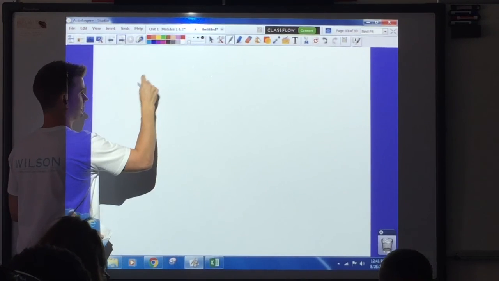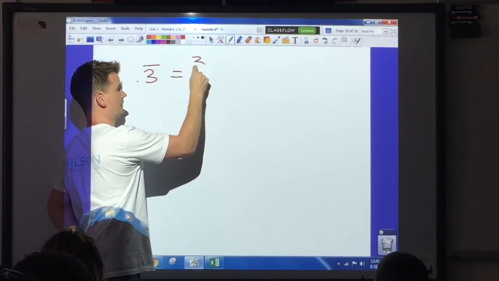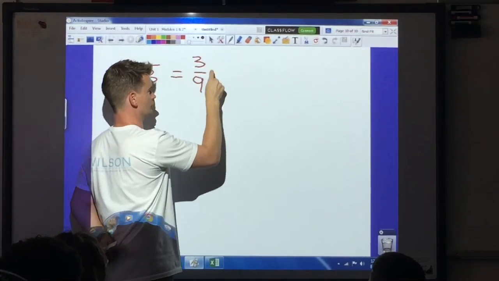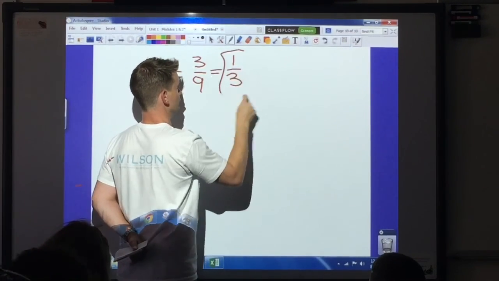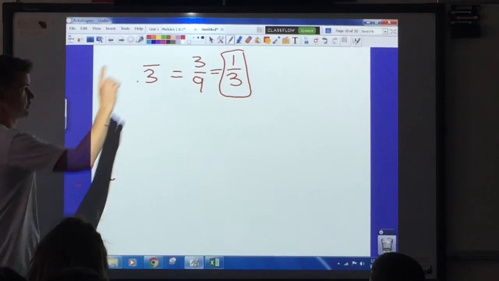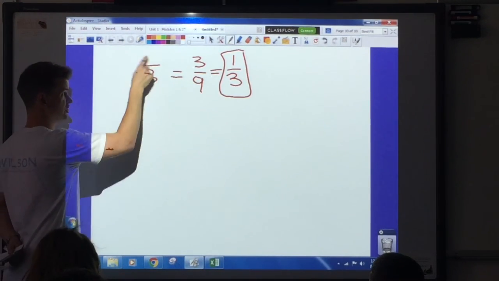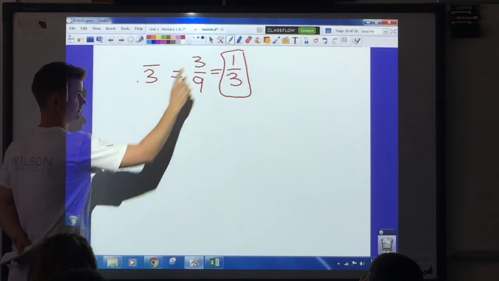So I have 0.3 repeat. And I told you to take this and put a 3, and underneath that you put a 9. And then I told you that it simplified down to 1/3. So let's prove that this trick works. We're going to turn this back into a decimal. We should end up with this, right? Unless I'm just making this up? Yes. We should. So we have 1/3.